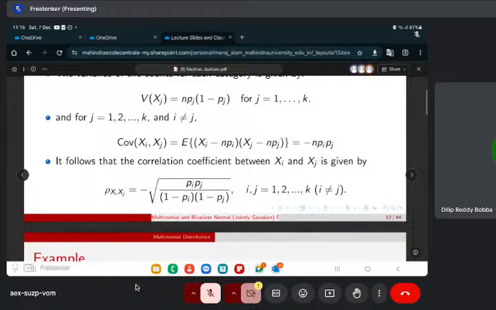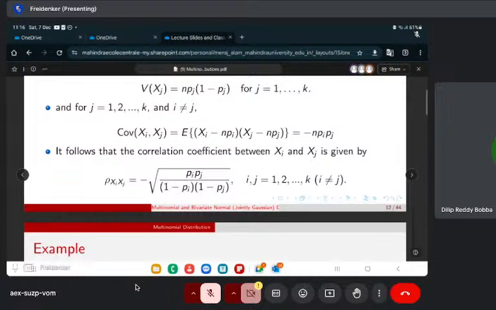Covariance of two random variables which come from a multinomial distribution. That is fine, and each of them follows binomial. That is also fine. Correlation coefficient. Okay, interesting. It's like pipj divided by qiqj, then you take the square root and take minus. Okay, nice. Correlation is nothing but covariance divided by standard deviation into standard deviation, right? Standard deviation of xi and standard deviation of xj. So from there, I think you can get the values.